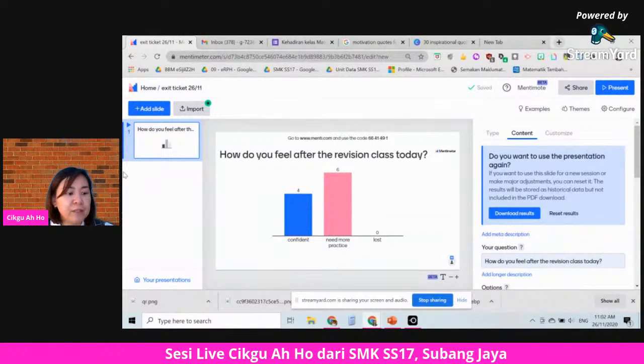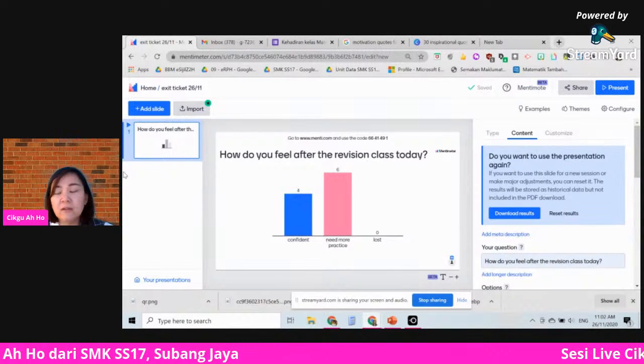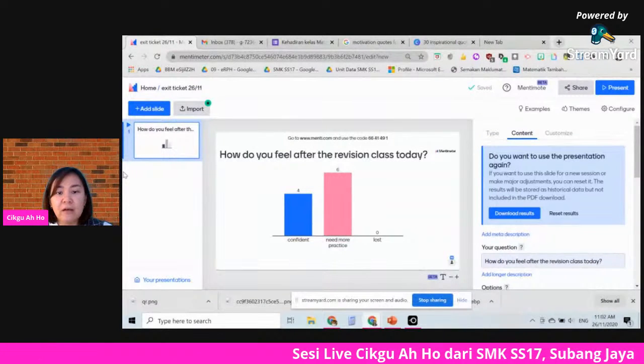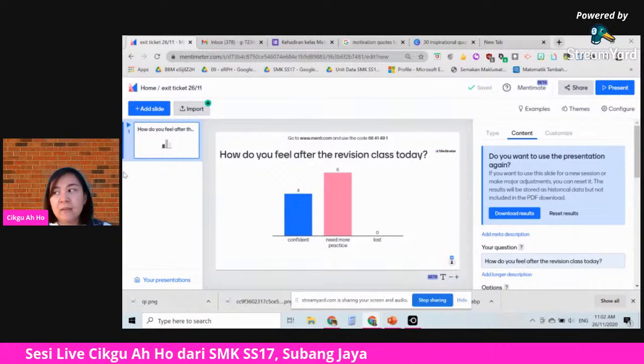Okay, 10 people have responded. Okay, I can see inside here roughly there is a 17. Okay, as long as all of you fill up the kehadiran and answer the Mentimeter.